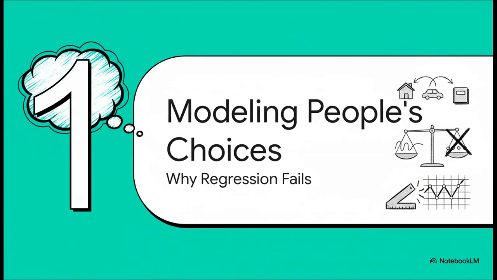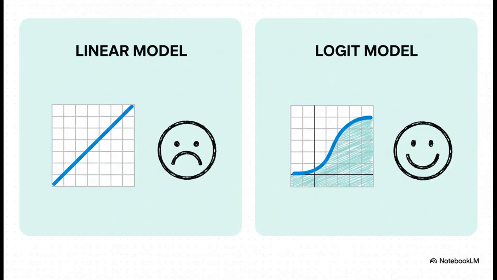All right, first up, modeling people's choices. Let's get super clear on why the old standbys, like linear regression, just completely fall apart when you're dealing with discrete choices. And this is the whole story, right here. A linear model just tries to draw a straight line through everything. But a Logit model is much smarter. It uses this elegant S-shaped curve. And that curve is key, because it has a natural floor at 0 and a ceiling at 1. It's got guardrails built in, guaranteeing that our predictions always make sense as probabilities. It was literally designed for this exact kind of problem.